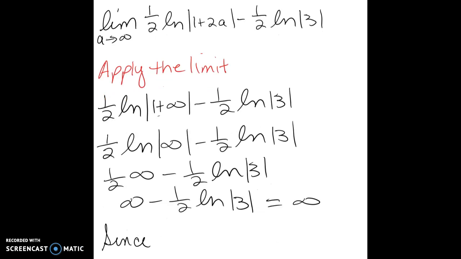Since the integral of 1 over 1 plus 2n from 1 to infinity was equal to infinity, the integral diverges.